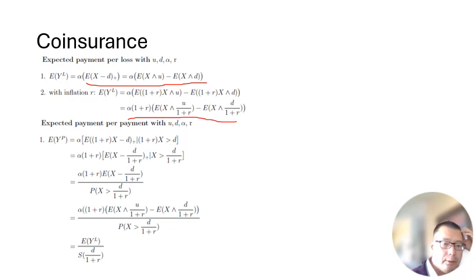Expected payment, also here is talking about expected payment per payment, so you will have a conditional situation where 1 plus r times x should be greater than d. But the rest is just the same.